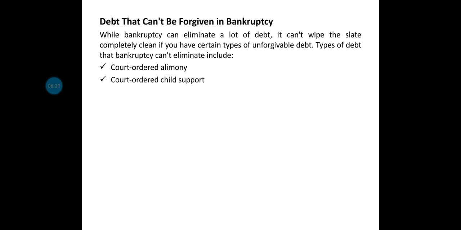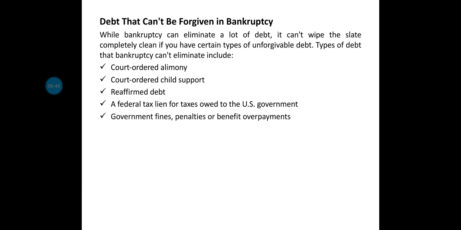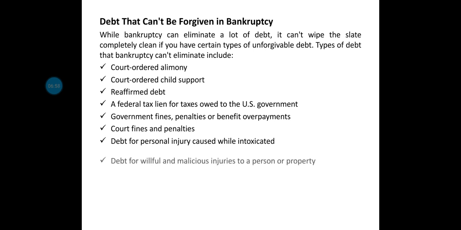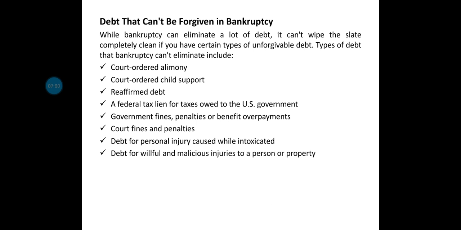There is court-ordered child support. There is a reaffirmed debt. There is a federal tax lien for taxes owed to the USA government. There are government fines, penalties, or benefit overpayments. There are court fines and penalties. There is a debt for a personal injury case while intoxicated.